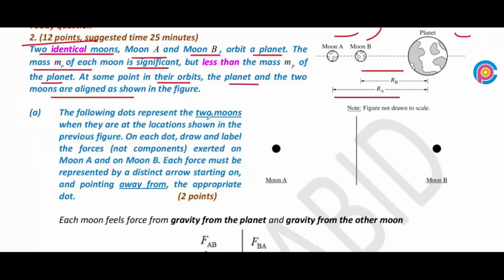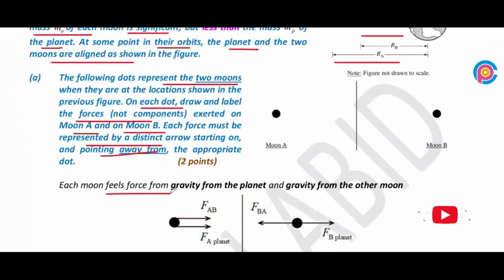Now, the following dots represent the two moons when they are at the locations shown in the previous figure. On each dot, draw and label the forces, not components, exerted on moon A and moon B. Each force must be represented by a distinct arrow directed pointing away from the appropriate dot. Now we have to discuss step by step what is happening.